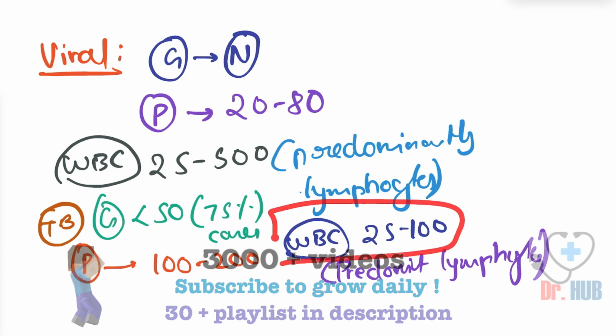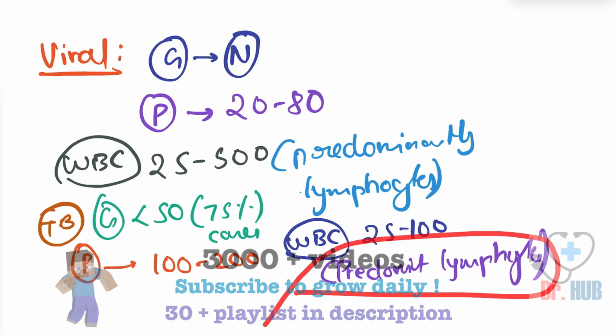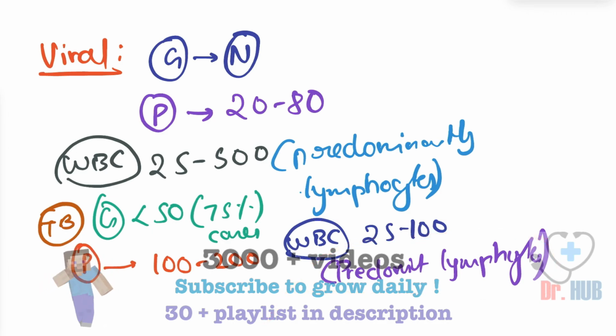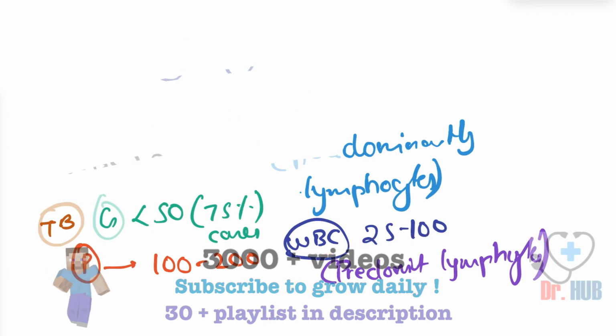So what about the WBC? WBC ranges between 25 to 100, and it has predominantly the lymphocytes. Now to move ahead, we will look at the fungal. So what happens in the fungal?